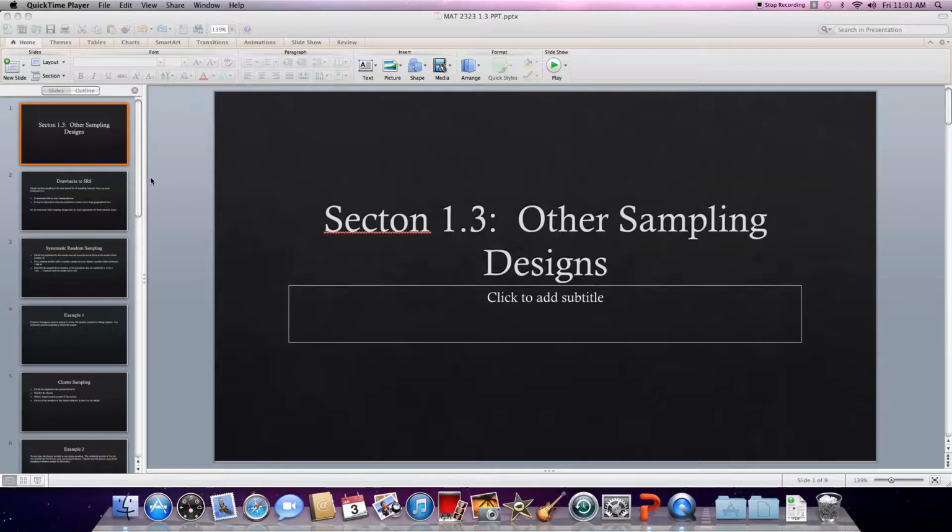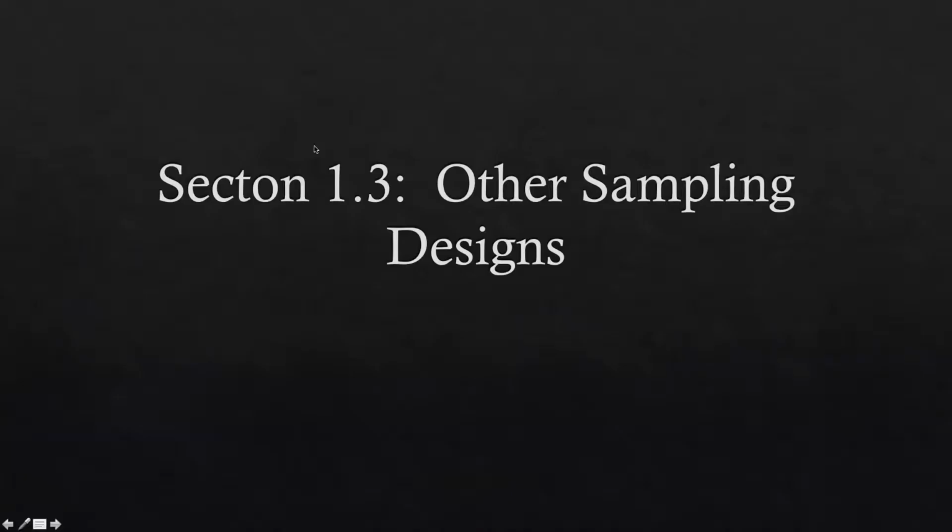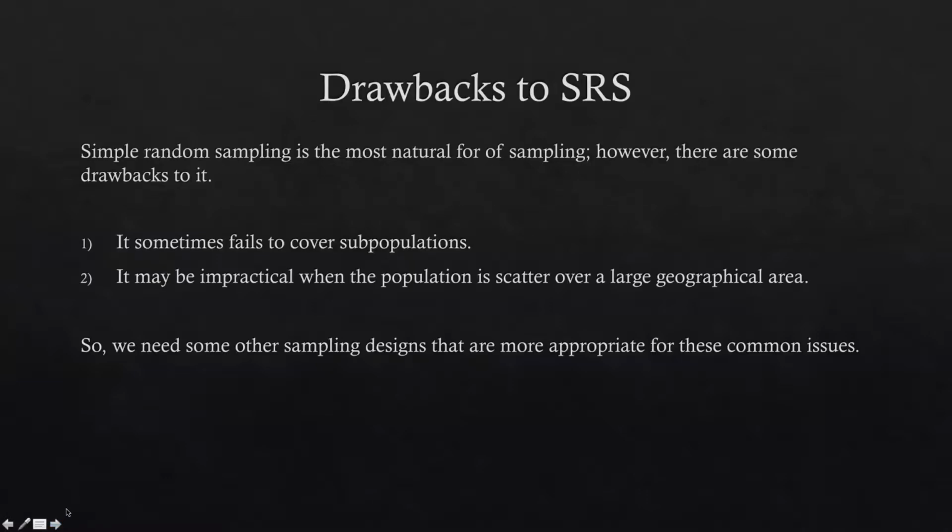Okay, in our previous section, we talked about simple random sampling. Today we're going to talk about some other sampling methods, and this is section 1.3. But first, let's look at the drawbacks to simple random sampling.